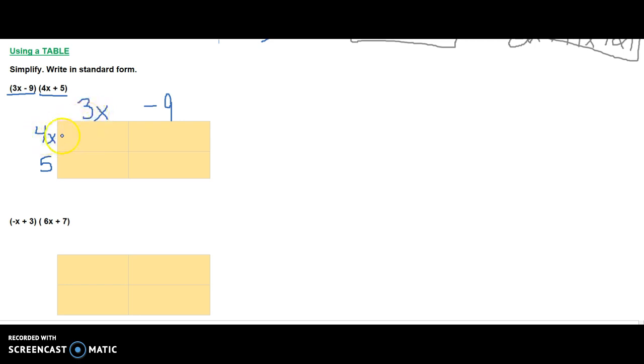So 3x times 4x is 12x squared. In this box, you would do 4x times negative 9, so minus 36x. In this box, you would do 5 times 3x, or 15x. And in this final box, you would do negative 9 times 5, or negative 45. From there, you can combine like terms and write your final answer.